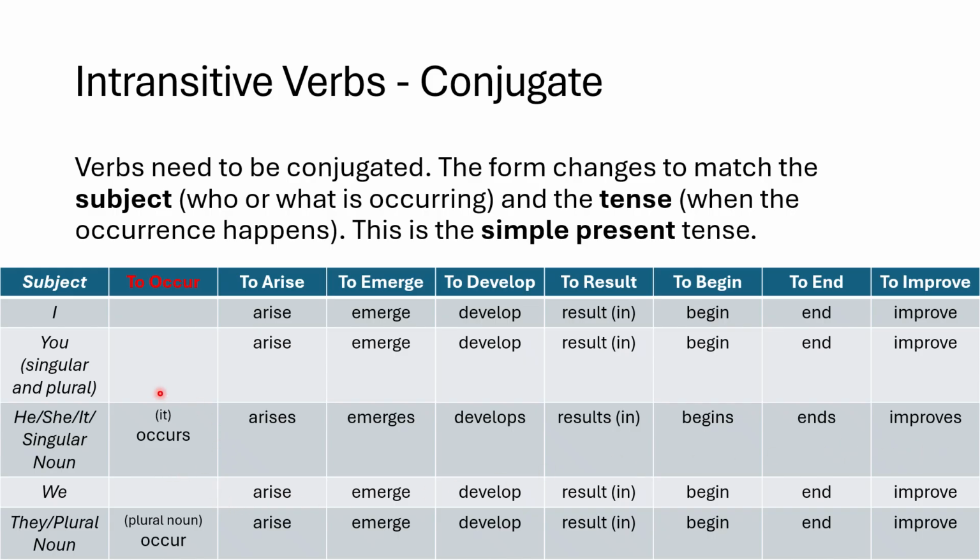Notice occur is most often used with it or plural nouns. Notice result takes the typical structure of result in, when it is expressed in sentences. It occurs. Noun, occur.